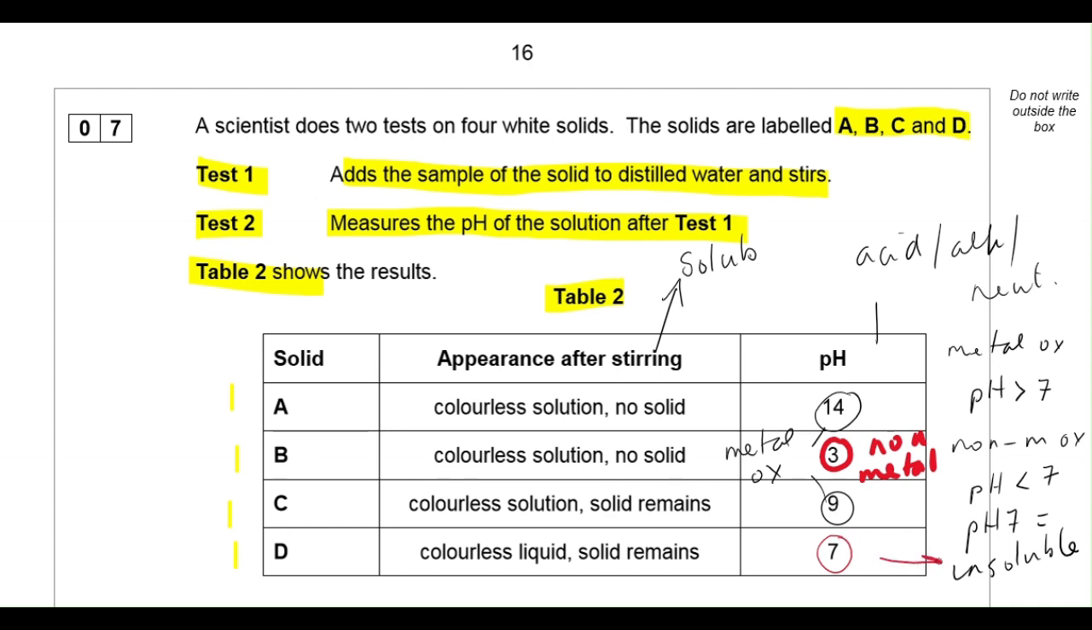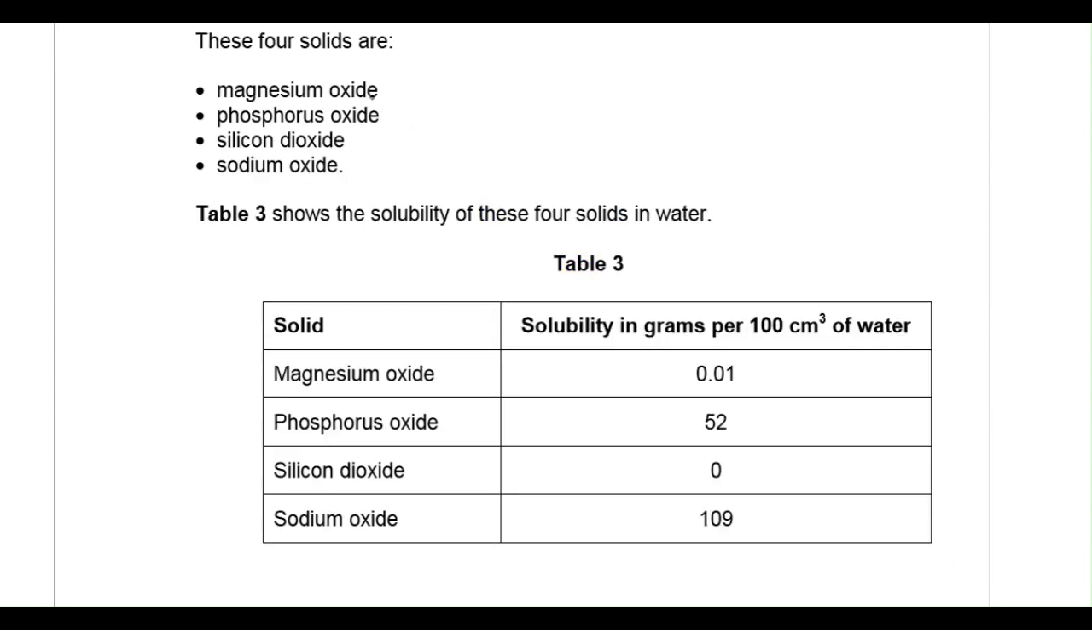solubility. The 4 solids are magnesium oxide, phosphorus oxide, silicon dioxide and sodium oxide. So if we look at these 4 solids, we know that magnesium oxide is a metal oxide, phosphorus oxide is a non-metal oxide, silicon dioxide is a non-metal oxide, and sodium oxide is a metal oxide. So this data tells us that magnesium oxide is just soluble, that sodium oxide is very soluble, phosphorus oxide is soluble, and silicon dioxide is insoluble. Now we can begin to start matching these up to the 4 compounds.